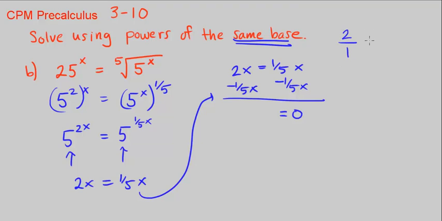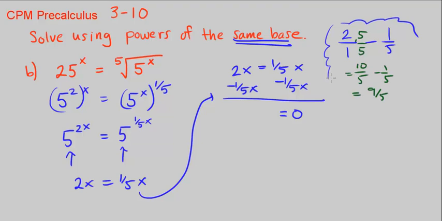On the side, we have 2 over 1 minus 1 over 5. The common denominator, again, is going to be 5. So we're going to multiply this by 5 over 5, that's the 5 in the denominator. And that's equal to 10 over 5 minus 1 over 5. So that's equal to 9 over 5. That's just a quick side math. So we know 2x minus 1/5 x is just going to be 9/5 x.